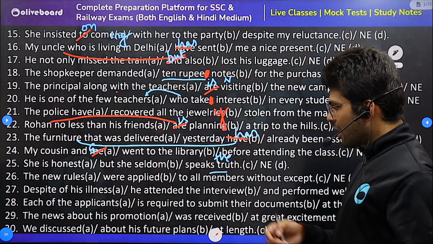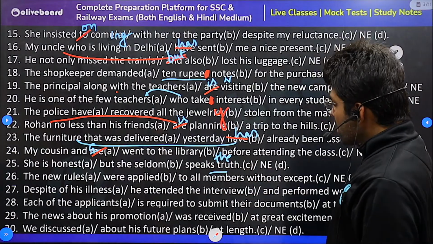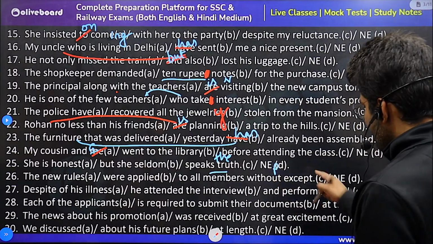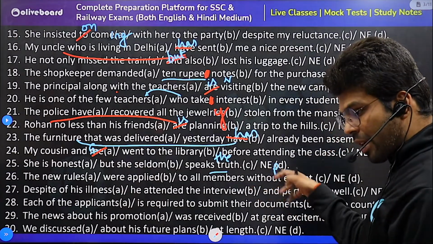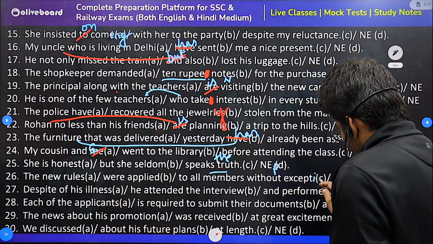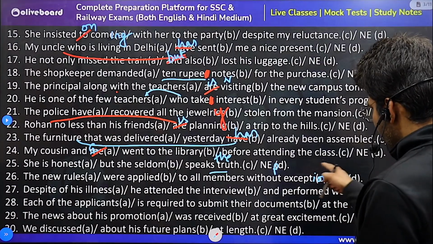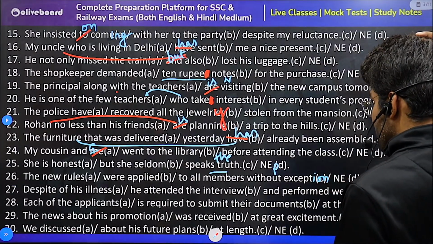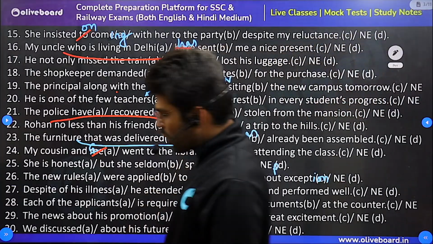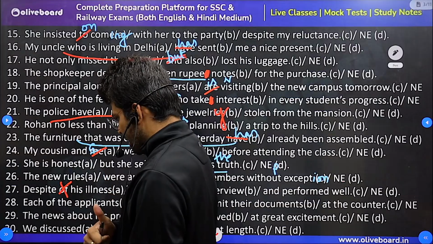Definite article for the definite sense, indefinite article for any sense. The new rules were applied to all members. Without is a preposition, except is also a preposition. Prepositions can't take prepositions as the objects. That's a verb also. Should be in the noun form. Opt becomes option, suggest, suggestion, organize, organization. So except becomes exception. Despite of, free marks, I think all of you know, despite is not followed by of. In spite of is correct.